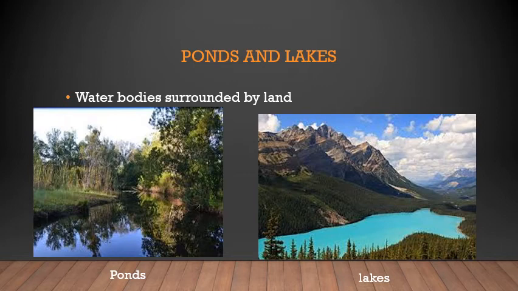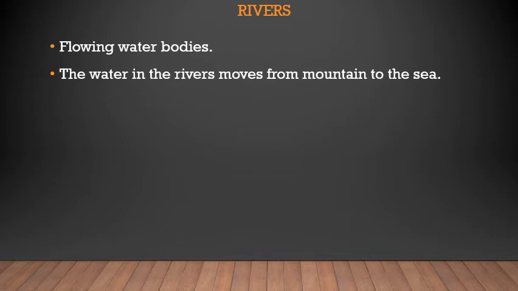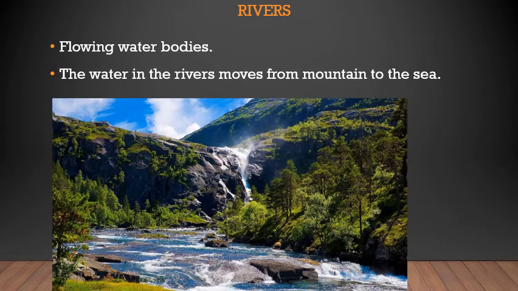They are nothing but small water bodies surrounded by land. Next is rivers. Rivers are flowing water bodies. They are water bodies which do not stand in one place. Now here in the picture you can see that from the mountain top it is falling like a waterfall and it keeps flowing. That is the speciality of the river. Lakes and ponds are just stagnant. They are in one place. But rivers always keep flowing. The water in the rivers moves from the mountains to the sea.